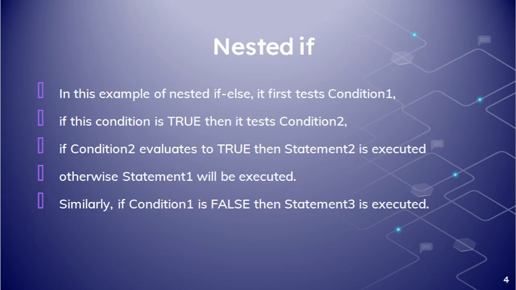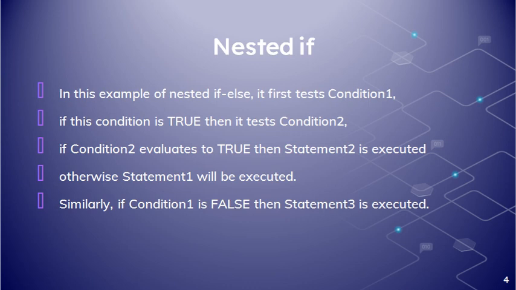So here first condition 1 is evaluated, and if it is true, then it checks condition 2. If that also evaluates to true, then statement 2 is executed, otherwise statement 1 will be executed. And if condition 1 is false, then statement 3 will be executed. So that's the syntax of a nested if statement.